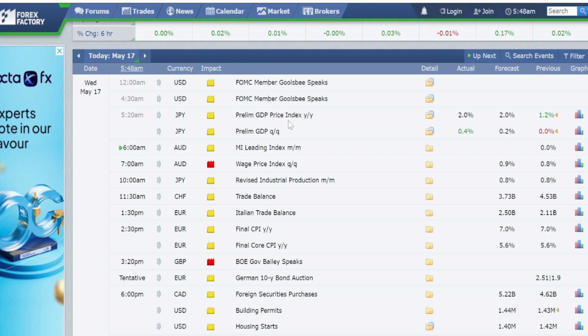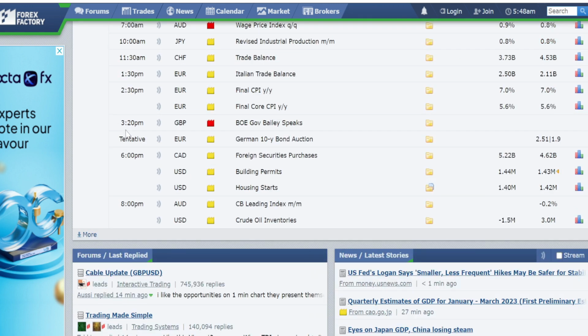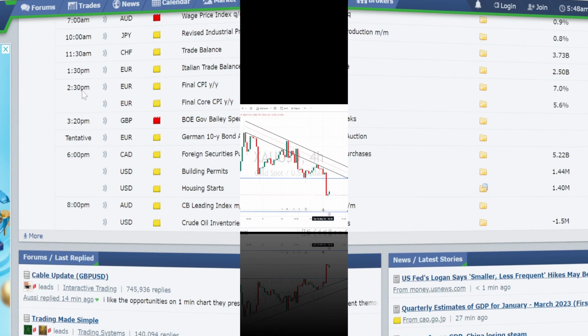And when we look at the economic events plan for today, Wednesday, May 17th: at 7 AM we have high impact news for Australian dollar related currency pairs. At 3:20 PM we have high impact news for British pound related currency pairs. And we don't have any high impact news for other major currency pairs. Let us proceed with our gold analysis.